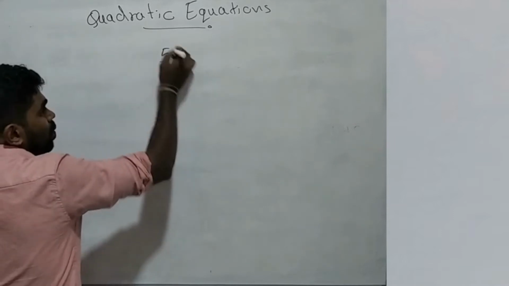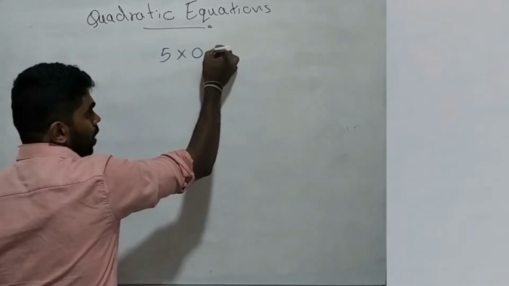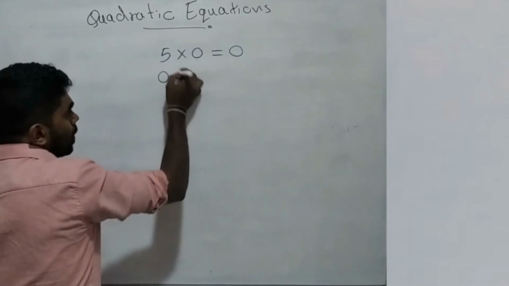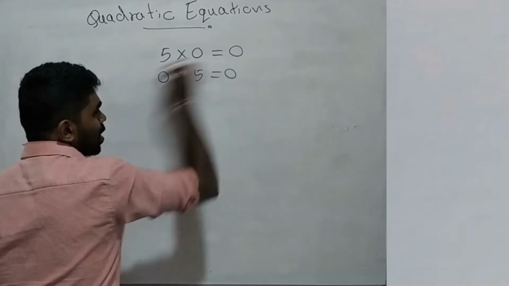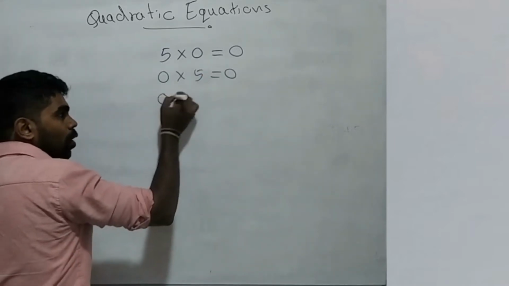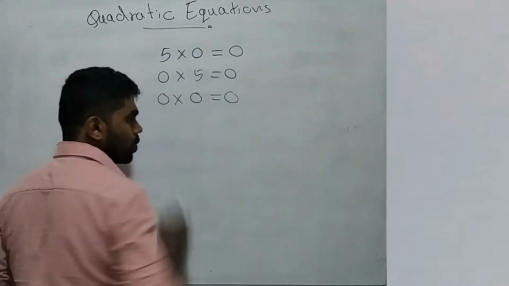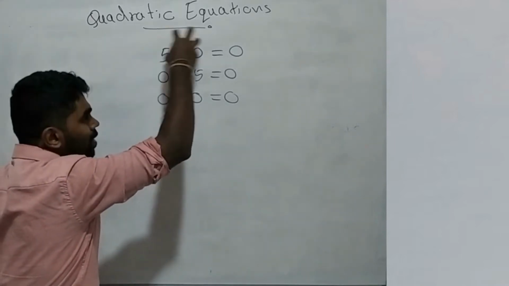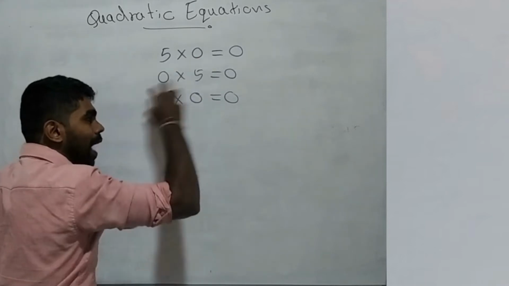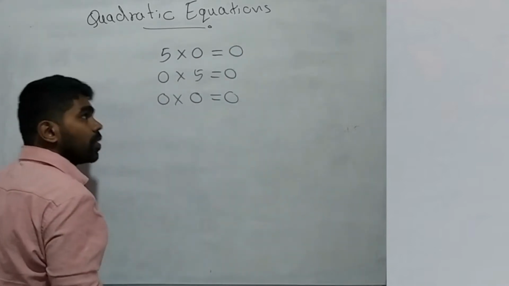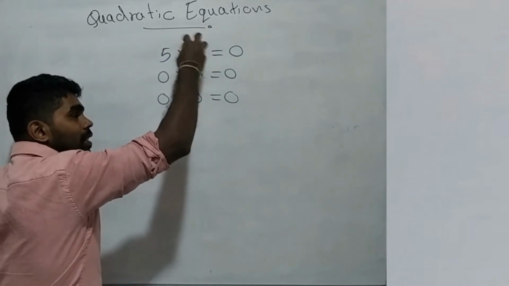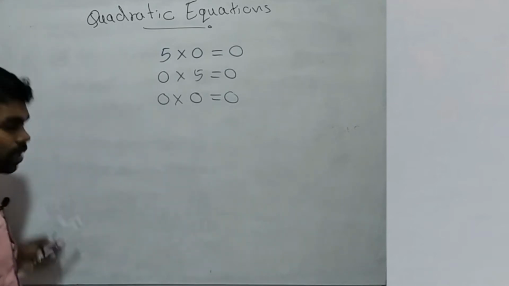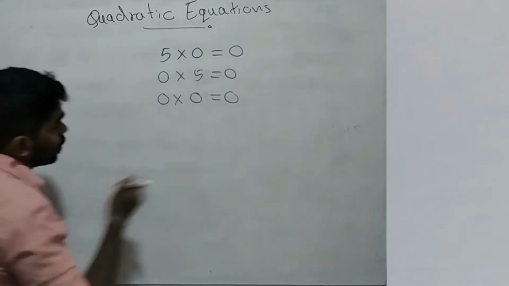5 multiplied by 0, the answer is 0. Then 0 multiplied by 5, the answer is 0. 0 multiplied by 0, the answer is 0. Now we can understand, if there is a product between two terms and if the answer is 0, one of the terms or both terms should be 0. Then we can write the theory of the quadratic equation.